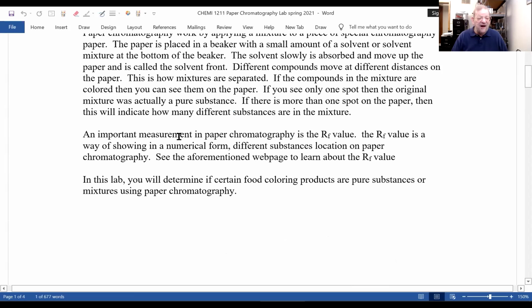Now, the RF value, and I forgot what RF stands for. I'll have to look it up again. I've been using it for so many decades, you forget what it means.